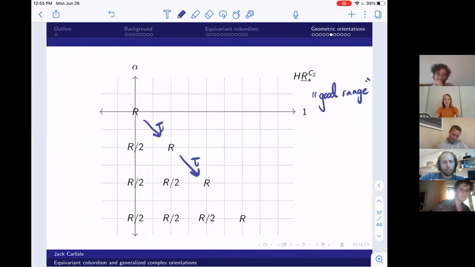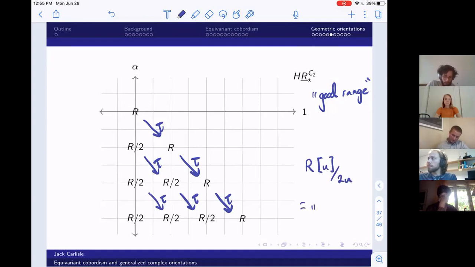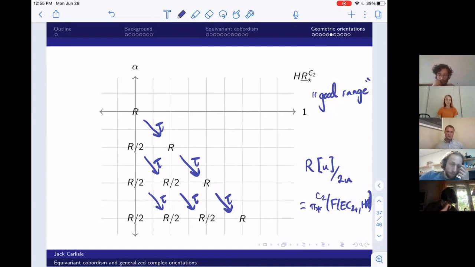Okay, great. And the point is that multiplication by tau just takes us down these diagonal lines. And so if we take the co-limit along multiplication by tau, we just end up with R adjoins some generator U modulo 2U. And this is exactly the coefficients. This is exactly pi star of this co-free spectrum. And so this is at least a sketch of the proof that whenever we stabilize the Eilenberg-MacLane spectrum, the resulting complex-oriented spectrum is this co-free spectrum, which represents Borel cohomology.